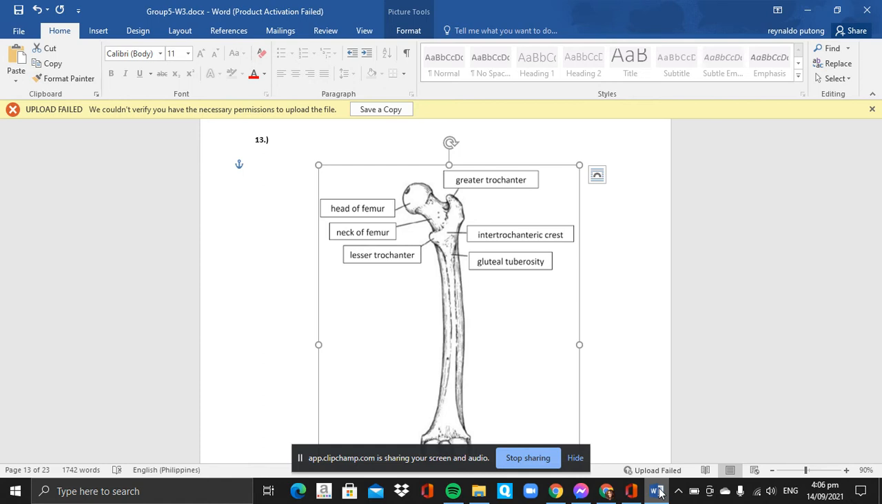Next is greater trochanter. It is located on the proximal and lateral side of the femur, just distal to the hip joint and neck of the femur. It is the attachment to a number of muscles.